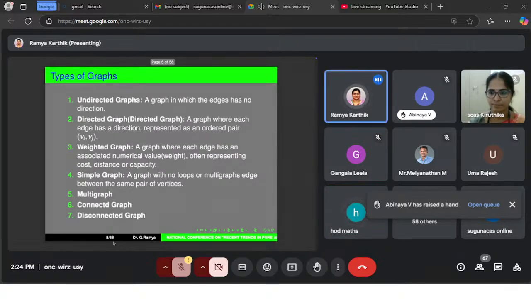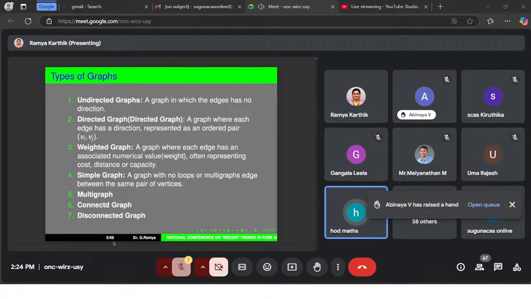Next one, simple graph. It is the most common type, and it consists of a set of vertices and a set of edges with no loops and no multiple edges between the same pair of vertices. For example, imagine a friendship network where each person is connected to another through a single undirected link.